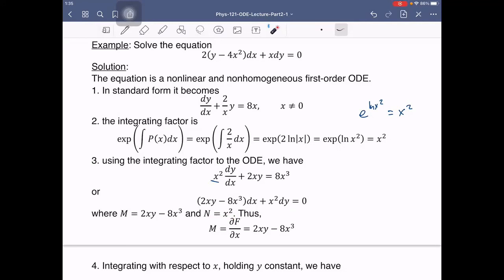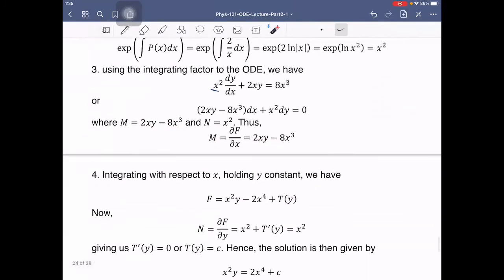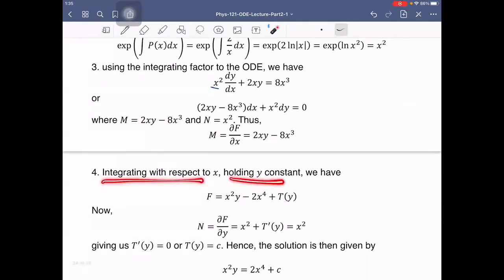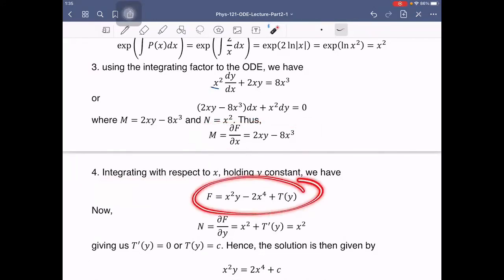So let's take the partial derivative of f with respect to x. Of course, that is equivalent to M, which is given by this one. Alright? So again, integrating with respect to x, holding or taking y as a constant. From here, we have this solution. So we can have f is now equal to x squared y minus 2x to the fourth plus t of y. Don't forget this always, because you have to add that. Why? You are only integrating with respect to x. You still have to consider the y. That is why we put this here.